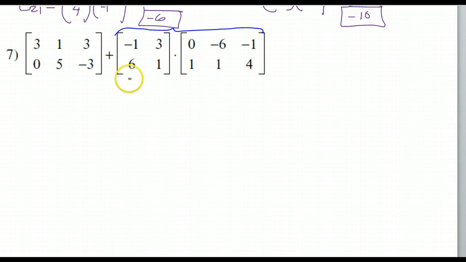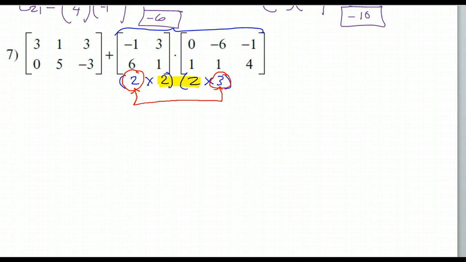Alright, now let's see if it's even possible. This is a 2 by 2 matrix. And this is a 2 by 3 matrix. Is it possible? Yes, it's possible, because the inner dimensions are the same, 2 and 2. Alright, fine, it's possible. What will be the shape of the answer? What will be the dimensions of the product? Well, the product dimensions will come from the outer dimensions. So our answer will have the shape 2 by 3.